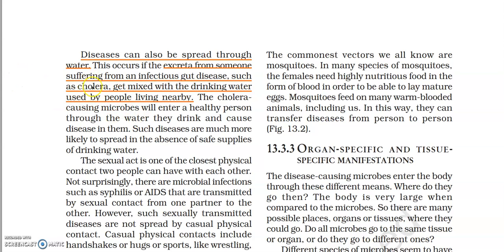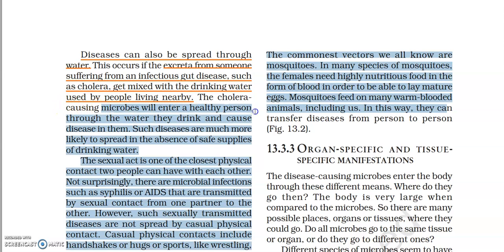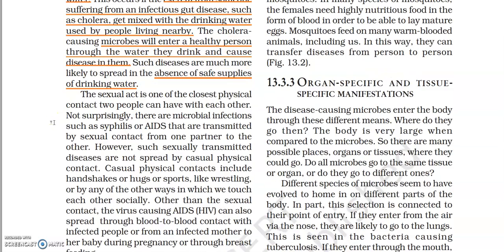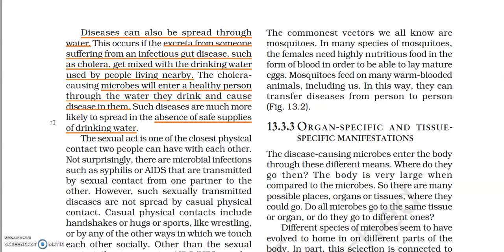And one of such diseases is cholera, because it's spread by infected water, or polluted water. So the cholera causing microbes will enter the healthy person through the water they drink and cause disease in them. Such diseases are much more likely to spread in the absence of safe supply of drinking water. Naturally, if there is an absence of safe supply of drinking water, then people can have such diseases, which are waterborne diseases. So cholera can be called a waterborne disease because it's being spread by drinking water.